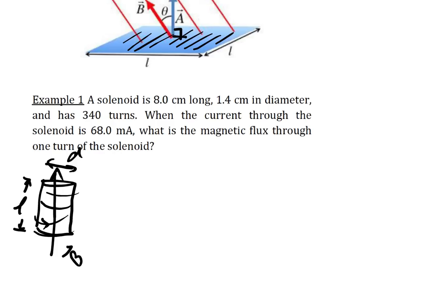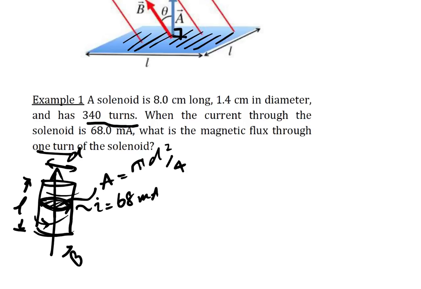They also give you the current through the solenoid of 68 milliamps, and the solenoid has 340 turns. The question is, what is the magnetic flux through 1 turn of the solenoid? If I pick 1 turn of the coil and just one area, the area A is equal to pi d squared over 4, where d is the diameter.